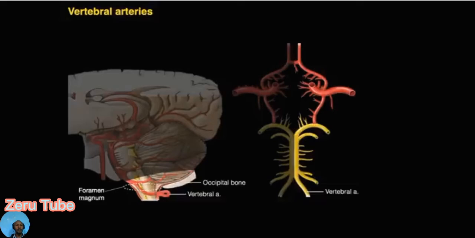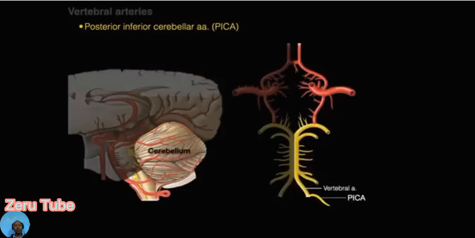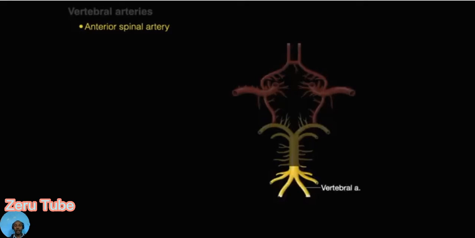Before the vertebral artery gives rise to the basilar artery, before it enters the foramen magnum, it has small branches. One is the posterior inferior cerebellar artery, which is called PICA. This artery branches directly from the vertebral artery. PICA gives blood to the inferior surface of the cerebellum.